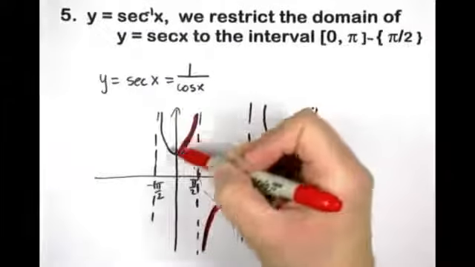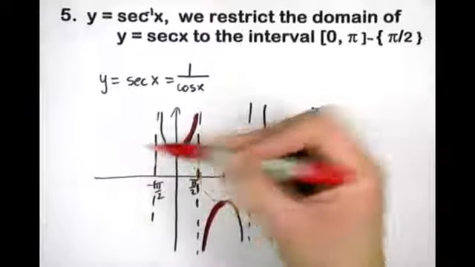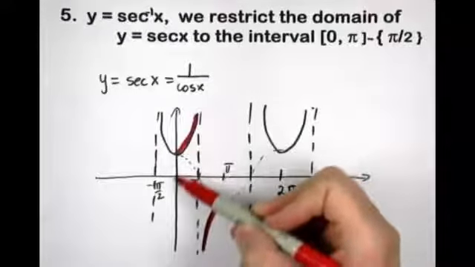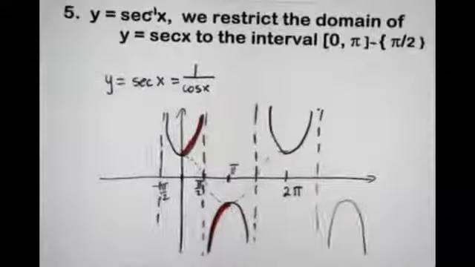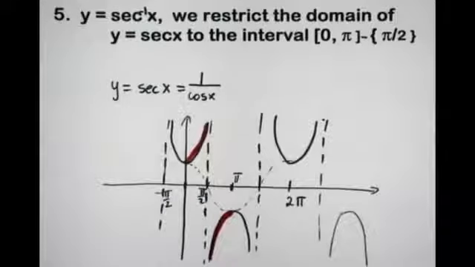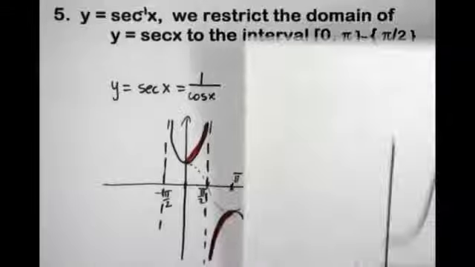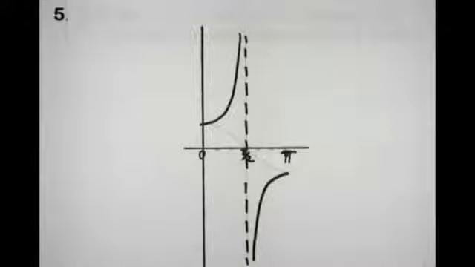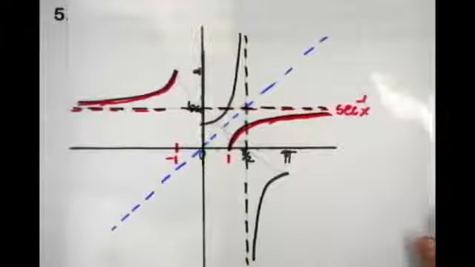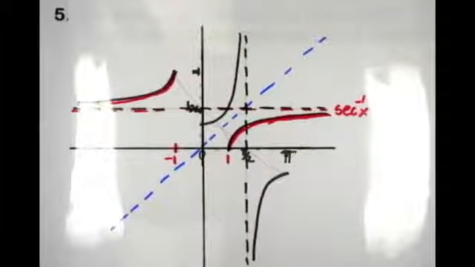Why can't we take the whole one? Because that's not 1 to 1. A horizontal line crosses twice. So the domain is restricted to from 0 to pi, except the asymptote. That's why we subtract the one-element set which has pi over 2. So that would be my restricted graph of secant. And now if I get the reflection, that's my secant inverse, the red graph.